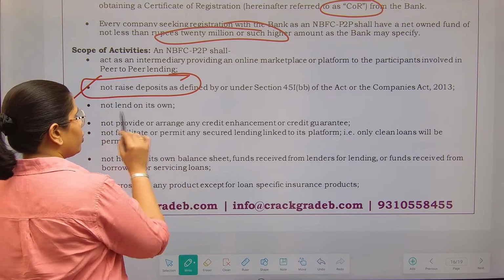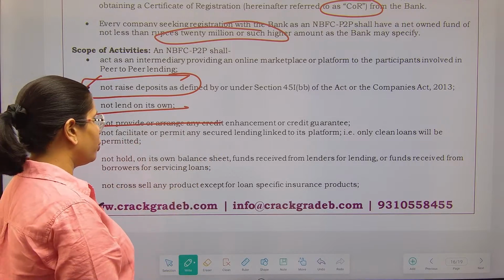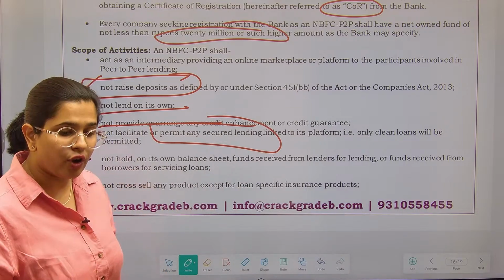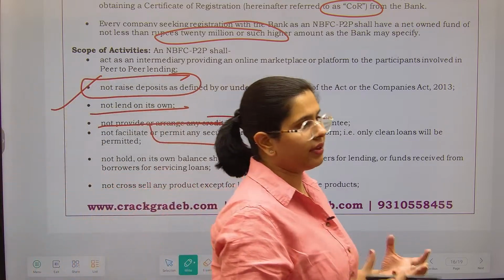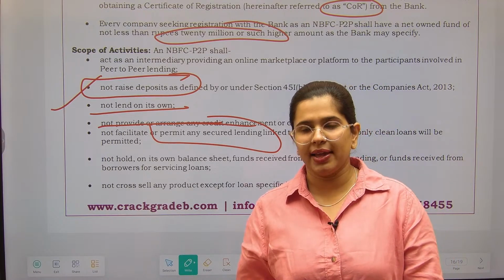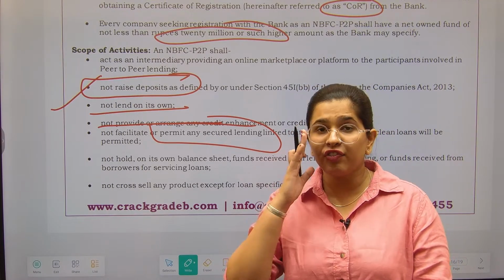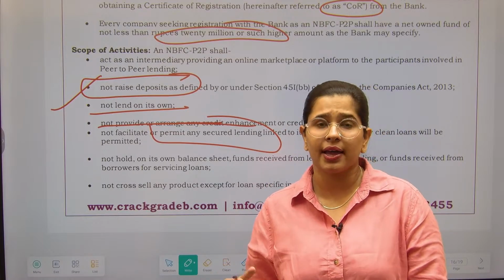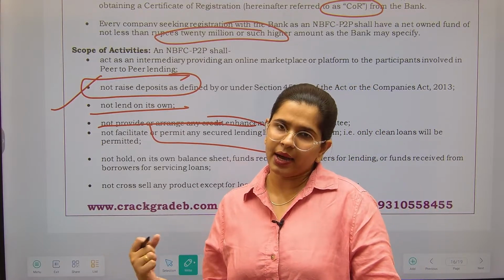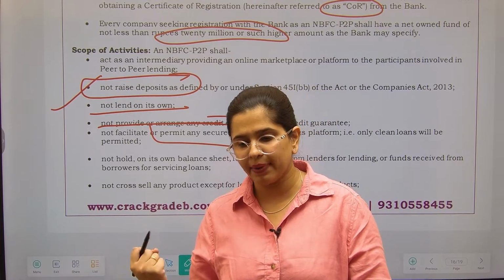They do not lend on their own, and they cannot provide or arrange any credit enhancement or credit guarantee. They cannot facilitate or permit any secured lending linked to their platform, because it is not designed to give secured lending. See, we have a very huge economy and we have a lot of gaps. Commercial banks are not able to fulfill that particular gap, and that is why we have different kinds of institutions coming up and filling this gap, right?